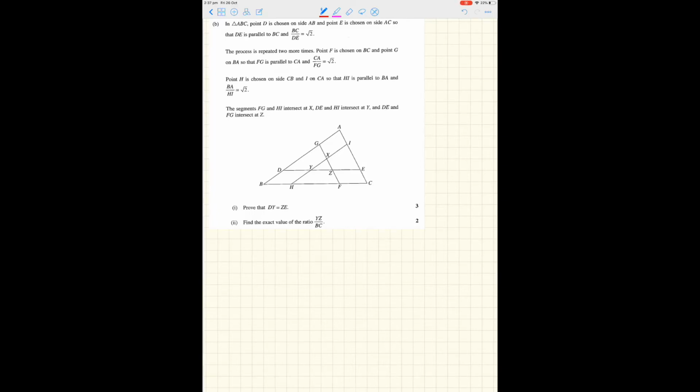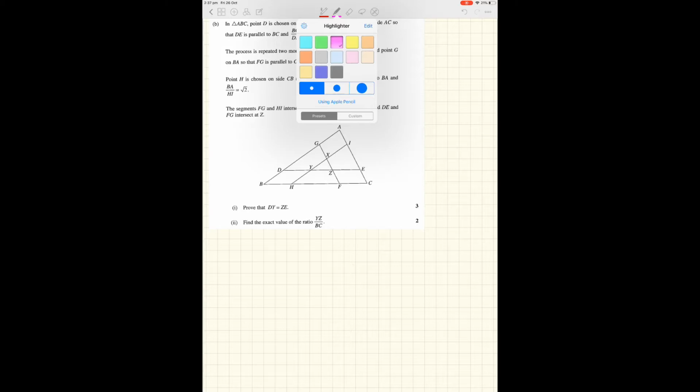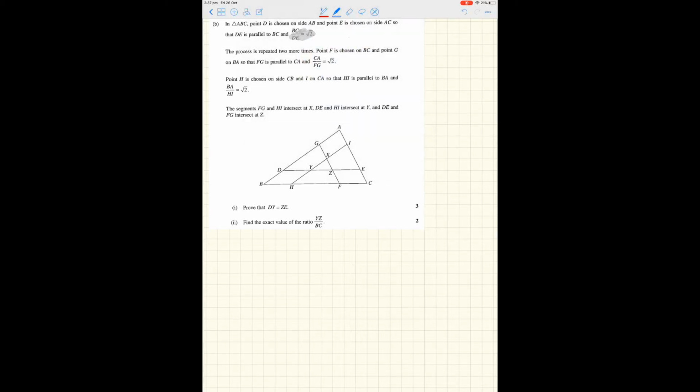Hi guys, it's Mr. Salama, and I'm going to go through question 16 part B from the Extension 2 HSC paper 2018. As you can see, the question is right in front of you right now. I want you all to look at the key information provided in the question. That's going to help us achieve what we're looking for.